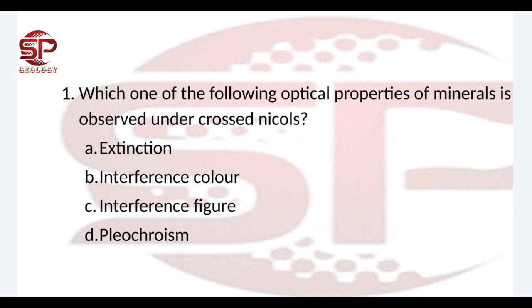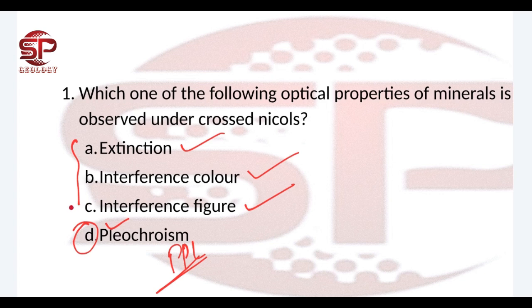In which one of the following is the optical property of minerals not observed under crossed nicols? The extinction is always observed under crossed nicols, where the stage will extinct or go dark. Interference color is a property that shows under crossed nicols. Interference figure is also under crossed nicols. Only pleochroism is a property where the mineral will change in color when rotated under plane polarized light. So pleochroism is not included under crossed nicols properties. It is a PPL property. So the answer will be D.